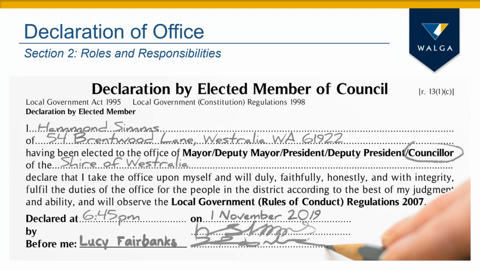If you are elected to council, the first duty you will perform will be the signing of this declaration, required before you can commence in your role as an elected member. By signing this declaration, you have committed to represent all the people in the entire district and pledge your loyalty to the future of your local government. It also references the rules of conduct regulations. So let's quickly look at these rules.